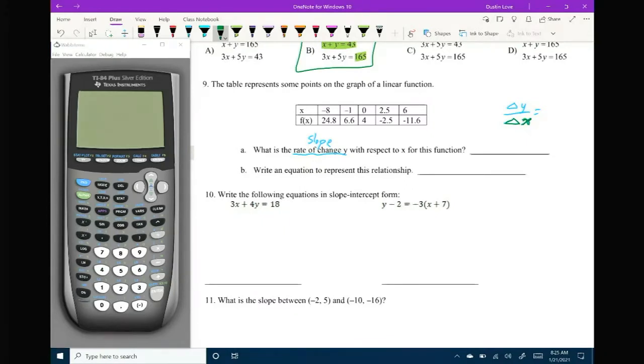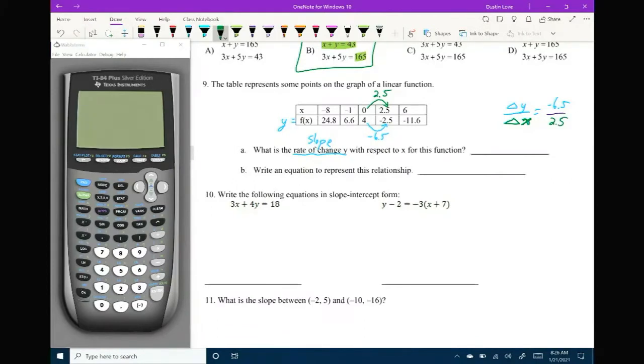So for our change in X, pick any 2 points, it doesn't matter. To go from 0 to 2.5 is 2.5. And then our change in Y, remember f of X is the same thing as Y. So I'm going to pick that exact same spot here. To go from 4 to negative 2.5, that means I'm going down by 6.5. So my change in Y is negative 6.5, and my change in X is 2.5.